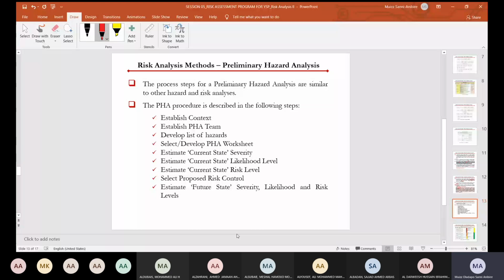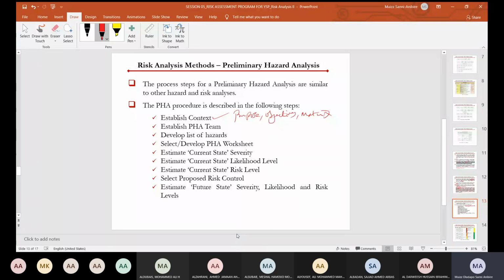The process steps for preliminary hazard analysis are similar to other hazard analyses, as we discussed previously. First, you establish the context of the risk assessment. That context could be the purpose of the risk assessment, the objectives, and the risk matrix, and all of that can fall under defining the purpose of the risk assessment.